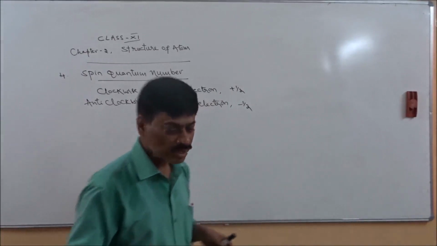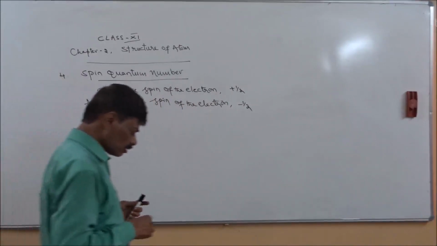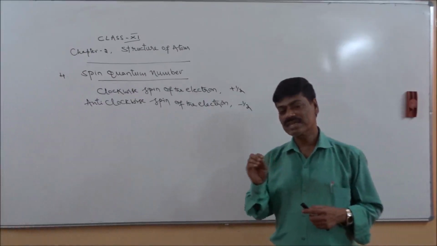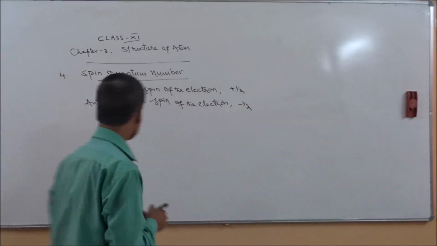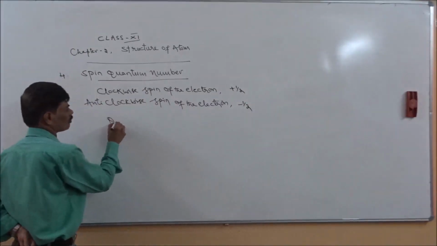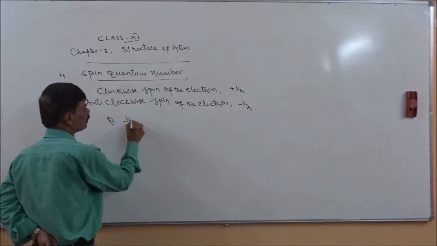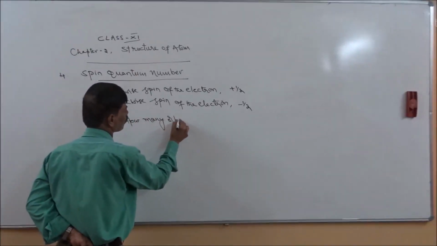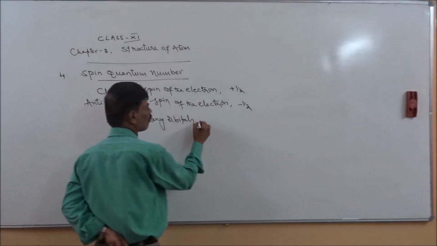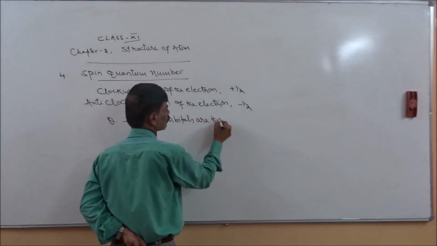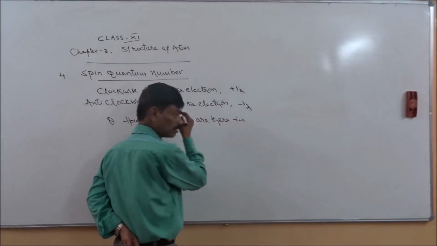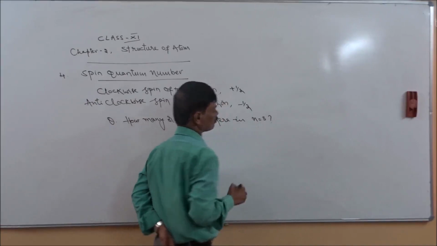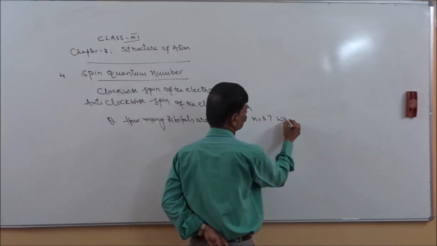Now we will see the orbitals present in different shells. Let us see how many orbitals are there in n is equal to 3? What are they?